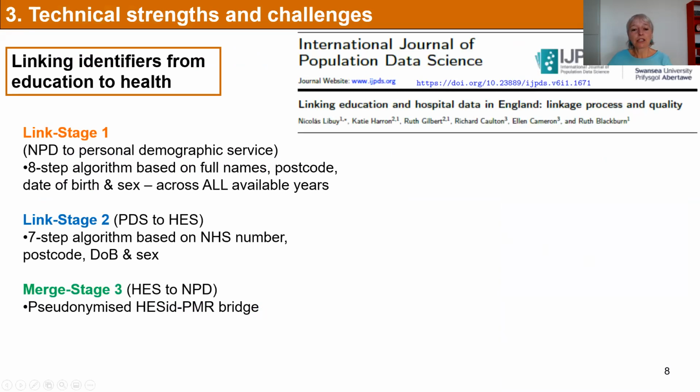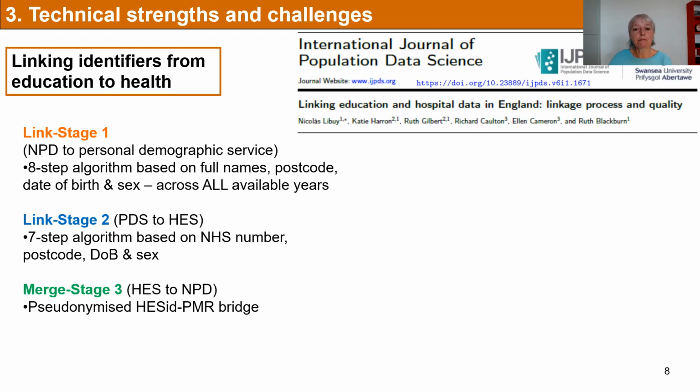I'll briefly now mention some of the linkage challenges and successes. Linking education and health data required linkage of real-world identifiers, full names, date of birth and postcodes. This was done by NHS Digital with support from the EChild team and particularly from Dr. Katie Harron, who designed the algorithm. Our paper reporting this method has now been published.